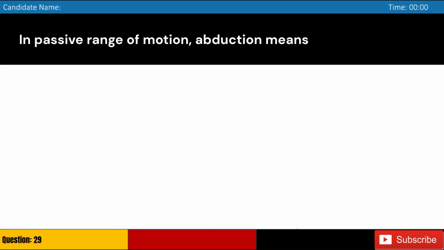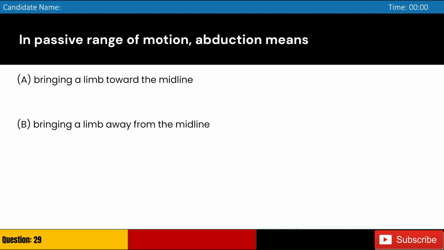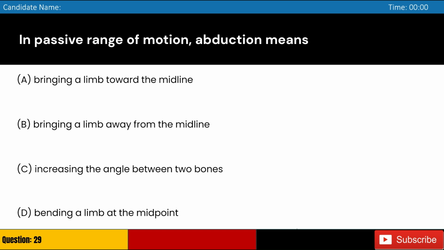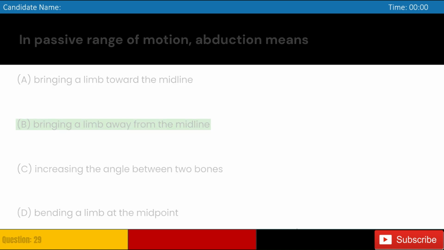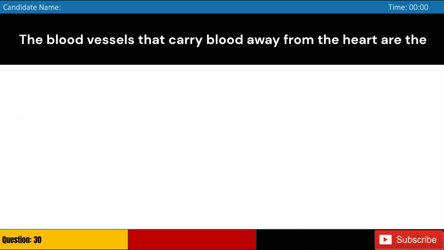In passive range of motion, abduction means A. Bringing a limb toward the midline. B. Bringing a limb away from the midline. C. Increasing the angle between two bones. D. Bending a limb at the midpoint. Answer B. Bringing a limb away from the midline. The blood vessels that carry blood away from the heart are the A. Arteries. B. Veins. C. Venules. D. Capillaries. Answer A. Arteries.